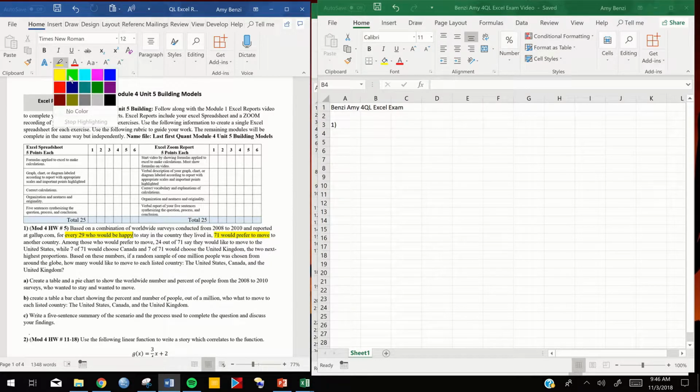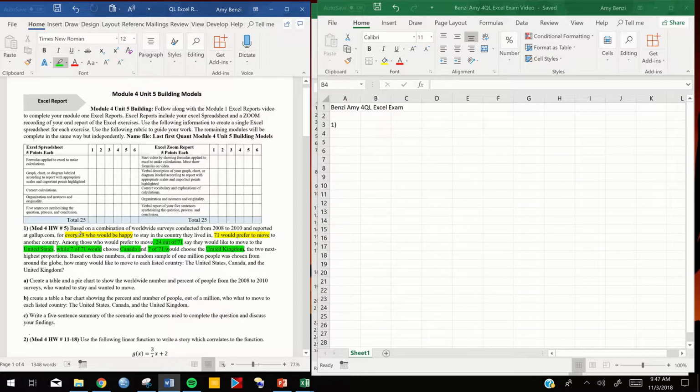And then it says something about a different part of this population or this sample. It says that 24 out of 71 wanted to move to the U.S. So 24 out of 71 to the U.S., 7 out of 71 wanted to go to Canada, and 7 out of 71 wanted to go to the UK. And it talks about some other things, based on the numbers. If a random sample of 1 million people was chosen from around the globe, how many would like to move to each listed country? All right, so it says that this was a global survey.